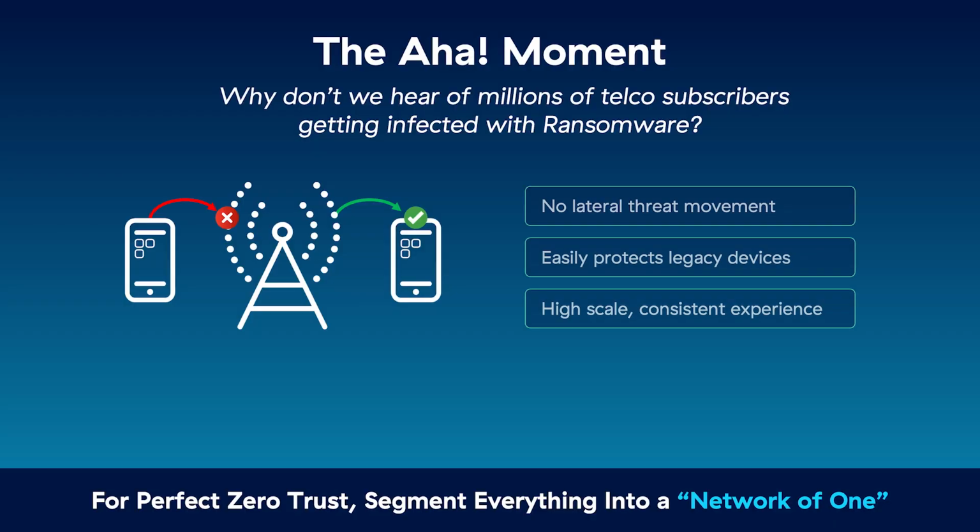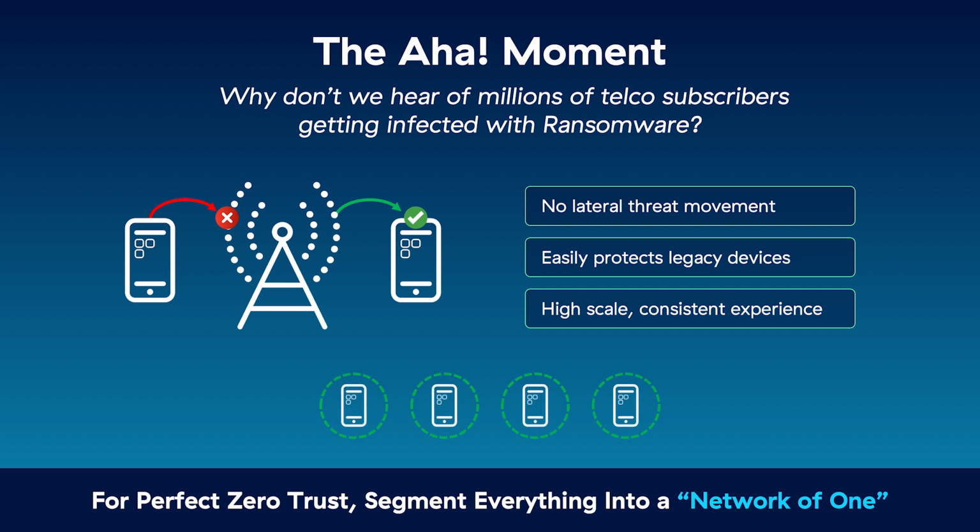The other observation I made is we don't see lateral threat movement in a telco subscriber network. For example, you may have two subscriptions of Android phones. If one of them is compromised, you don't have to worry about that threat propagating from one device to another device. This happens because the telco subscriber network folks have figured out zero trust before any of us did. And the way they achieve that is by putting every device in a network of its own.